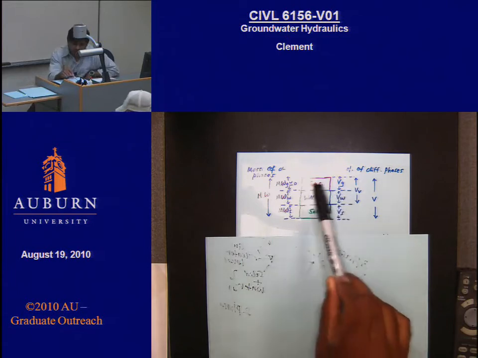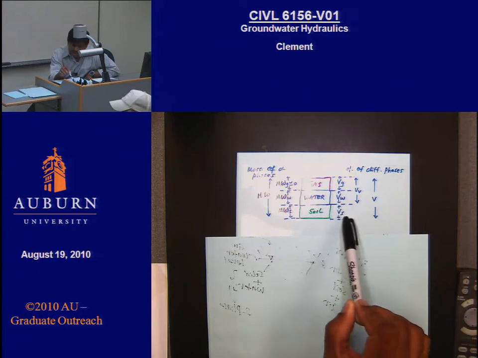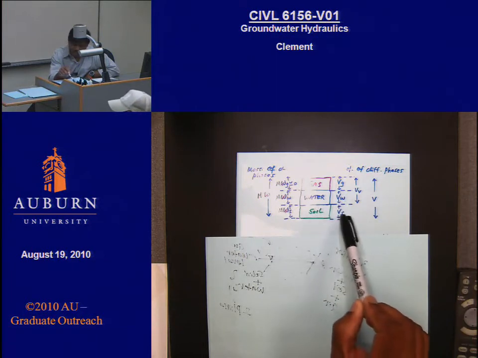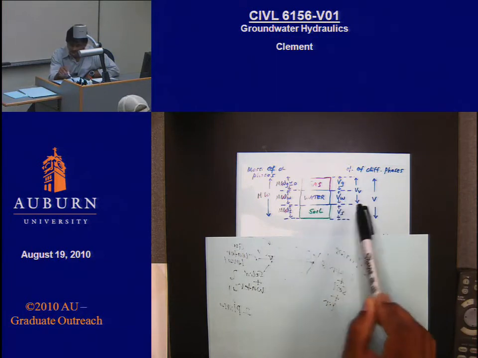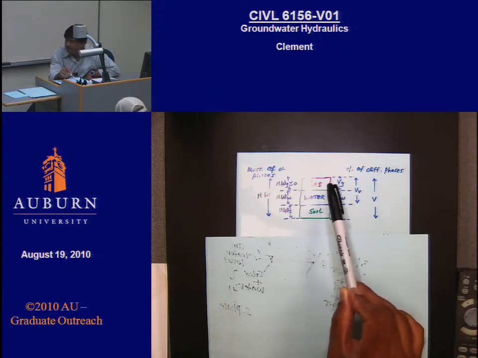And I can define this in different units. On my right, I'm putting in terms of volume units. So I'm going to call Vs the volume of the soil, Vw the volume of the water, and V gas the volume of the gas, or volume of air.